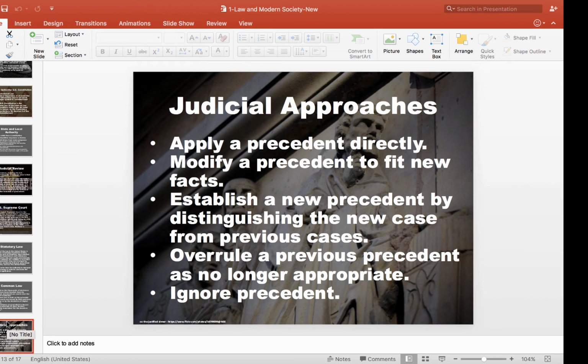So here are some judicial approaches. You apply the precedent directly, okay, to say, yes, we agree with the previous decision, full stop. You modify a precedent to fit new facts. You'll see this a lot, okay? You'll establish a new precedent by distinguishing the new case from previous cases, and then you'll overrule a previous precedent as no longer appropriate. And another option is to ignore a precedent, which, if you are not on the U.S. Supreme Court, you do so at your own risk at a lower court.